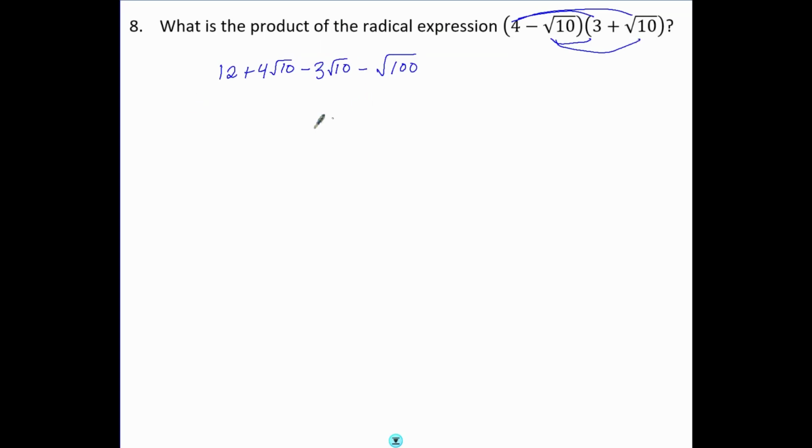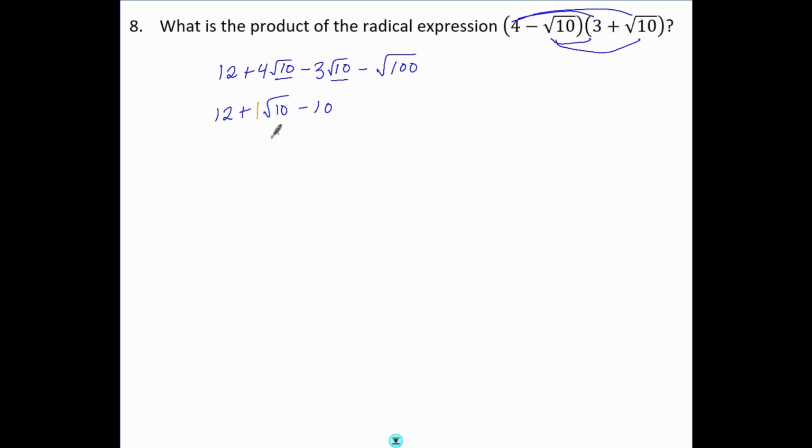Well, let's go ahead and start simplifying. So I have 12 plus, again just like our last problem, those are like radical expressions, so I could go 4 minus 3. So 4 minus 3 is just 1. Let me put the 1 in there, but I'm not going to write it later. So plus 1 square root of 10. Well, minus the square root of 100, the square root of 100 is 10.